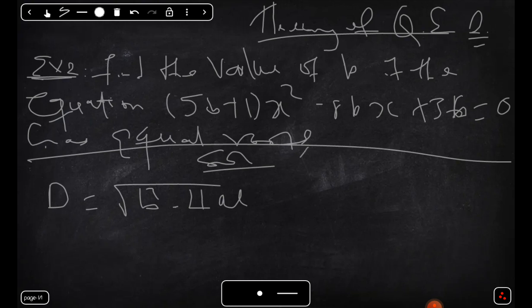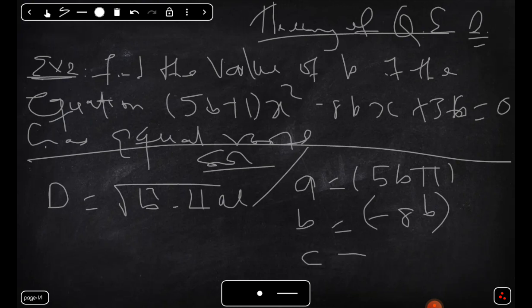From the equation we know that our a is equal to 5b plus 1, our b is equal to minus 8b, and our c is equal to 3b. This is what we are going to substitute into the expression here. Now, let me make more space.